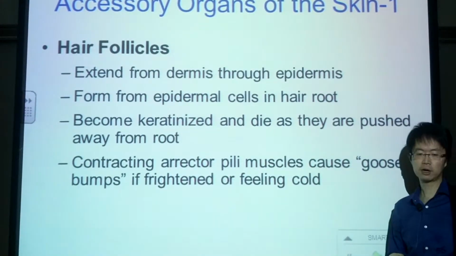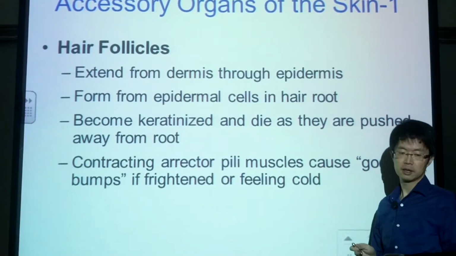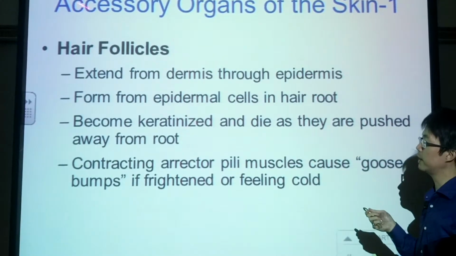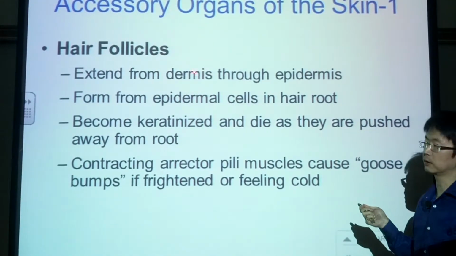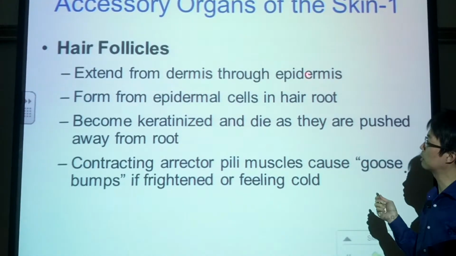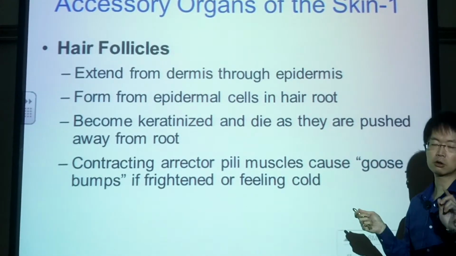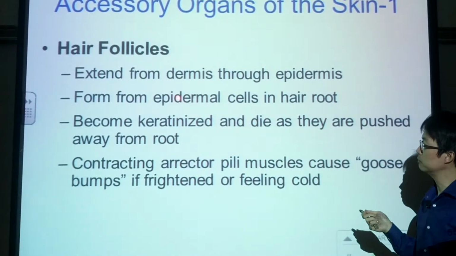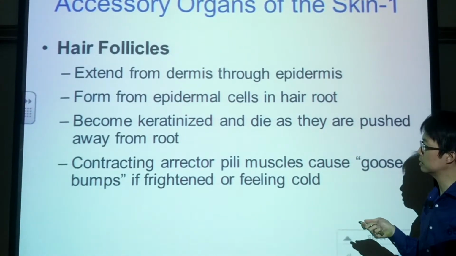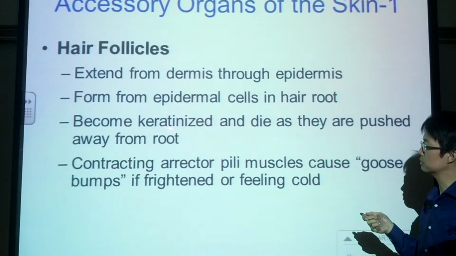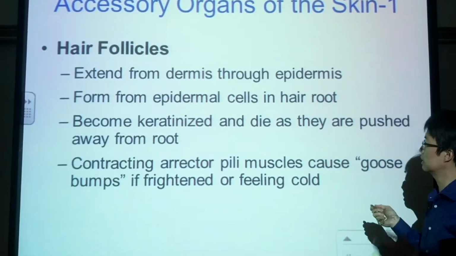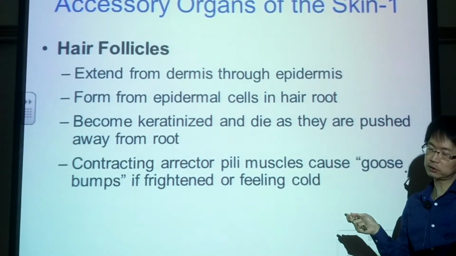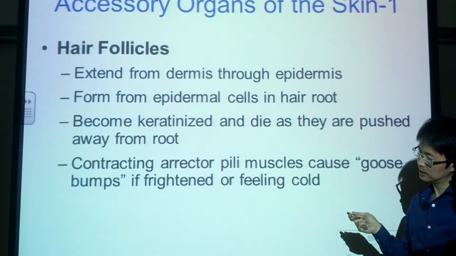And then hair follicle. We talk about the hair now. Hair follicles extend from the dermis through the epidermis. So hair follicle originates from dermis, okay? And the hair keeps on growing through epidermis, and actually they grow outside on top of your skin. Formed from epidermal cells in the hair root, the hair is also keratinized. Hair is also keratin, also protein. They are dead. So in other words, the hair that we see is actually dead.